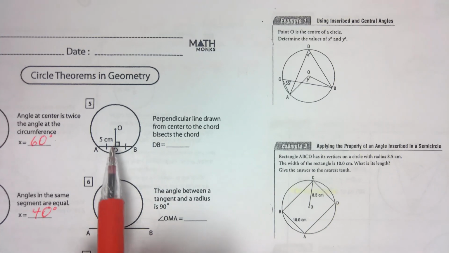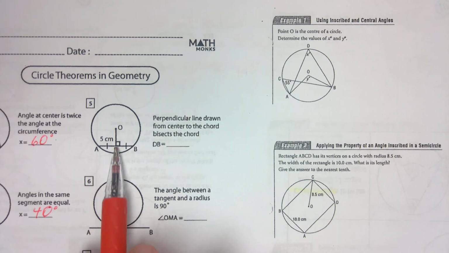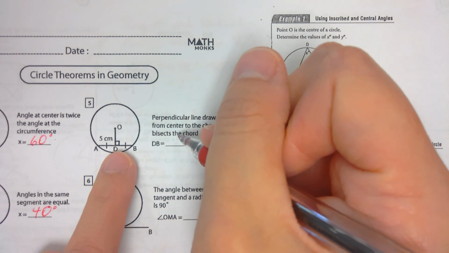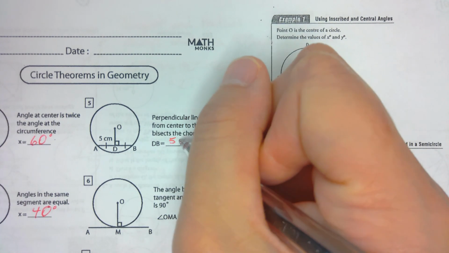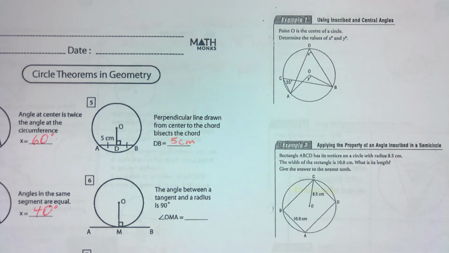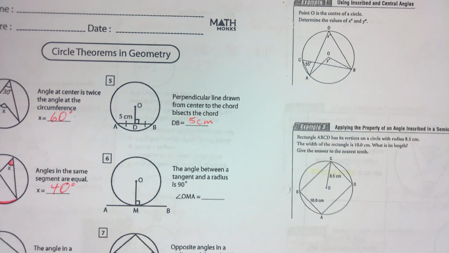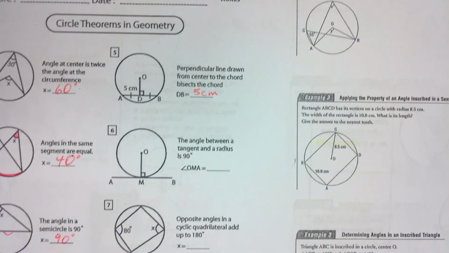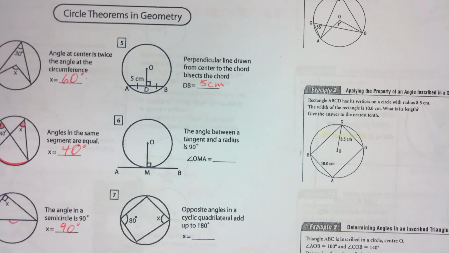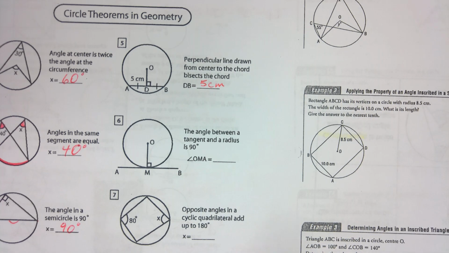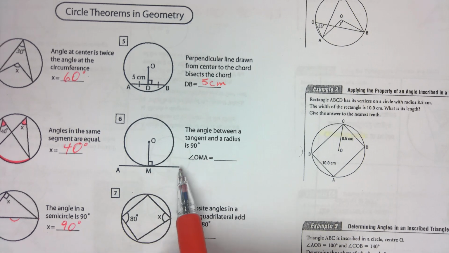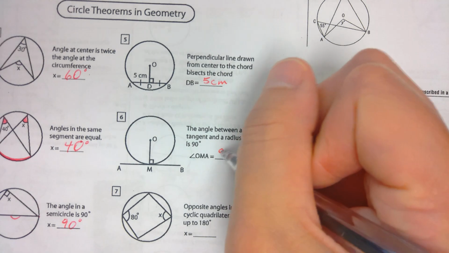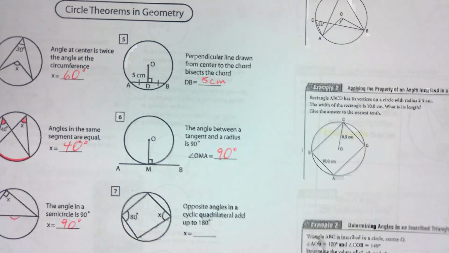Number 5, what we talked about yesterday, you have a perpendicular bisector, and so DB is also 5 centimeters. And the word that we talked about yesterday, OD, is called the perpendicular bisector. And then also yesterday, the radius tangent rule, so that angle right there is 90 degrees.